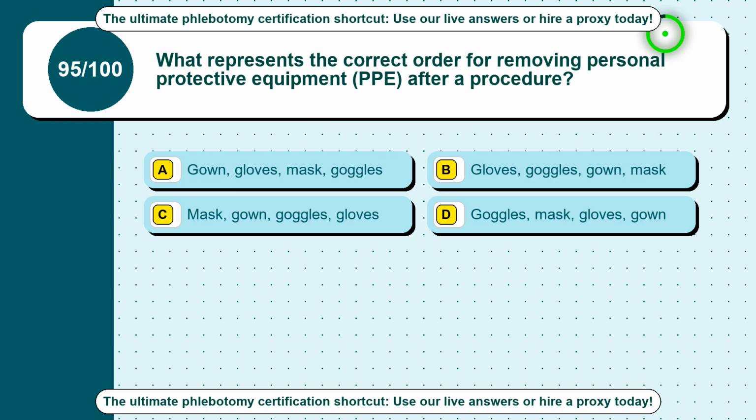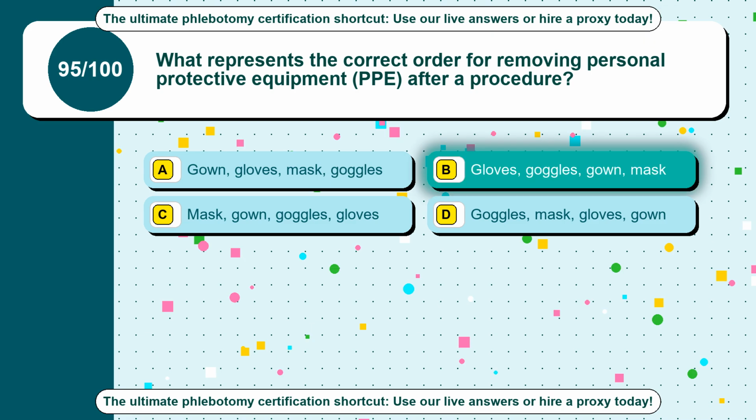Question 95. What represents the correct order for removing personal protective equipment, PPE, after a procedure? Option A. Gown, gloves, mask, goggles. Option B. Gloves, goggles, gown, mask. Option C. Mask, gown, goggles, gloves. Option D. Goggles, mask, gloves, gown. The correct answer is option B.